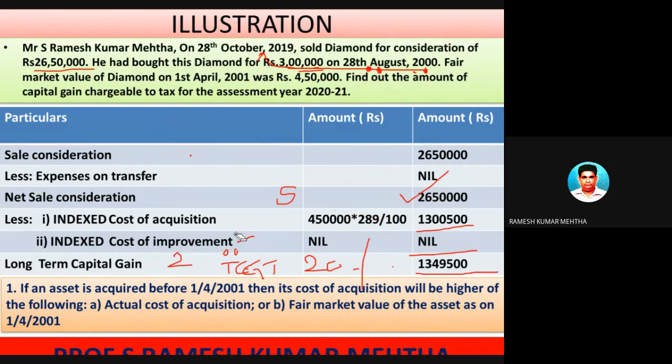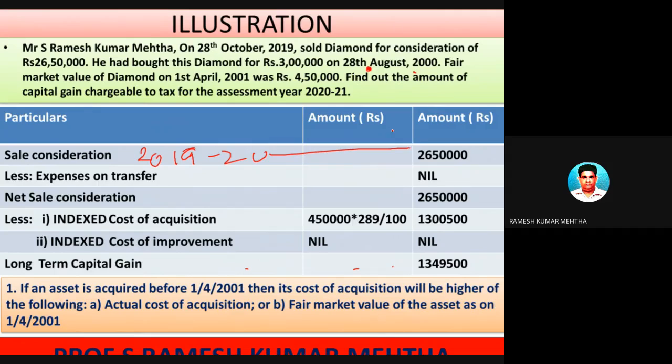I am going to explain this problem once again. Please pay attention and show your concentration on this. So again, I am repeating. The asset was sold in 2019-20, sorry, for 26 lakh 50,000. So this point is over.